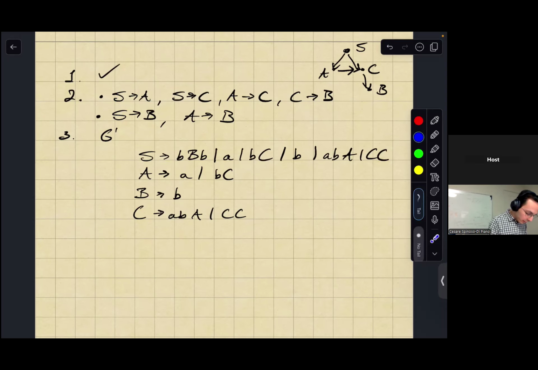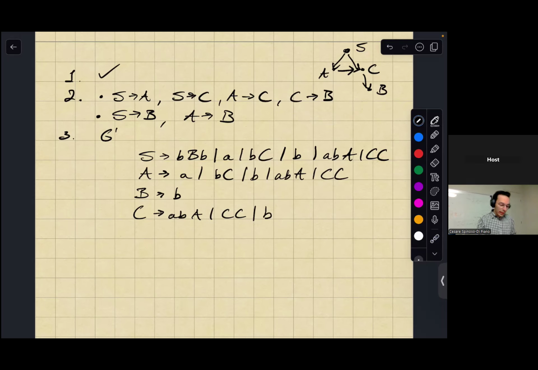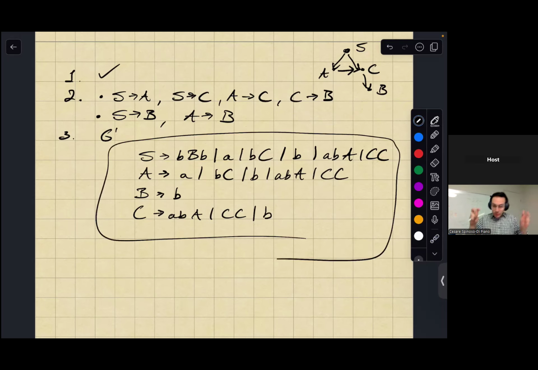Then for A, I add what's on the right of C and B. So that's B and ABA, BC. And then finally, I have the one for C, right? So C gives me B, so I add to the right side of C the right side of B, so that's just B. Okay, and then that's the simplified grammar. Of course, it doesn't really look all that simple, but it's the grammar where I don't have any unit productions.